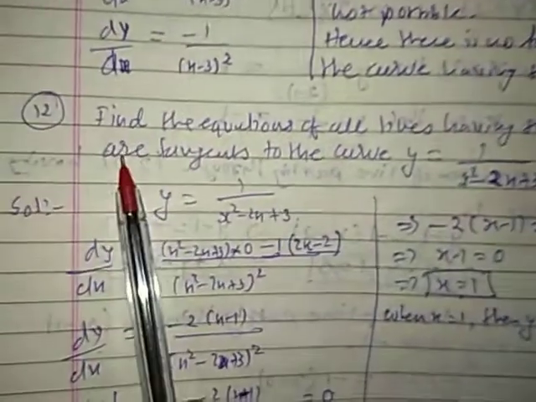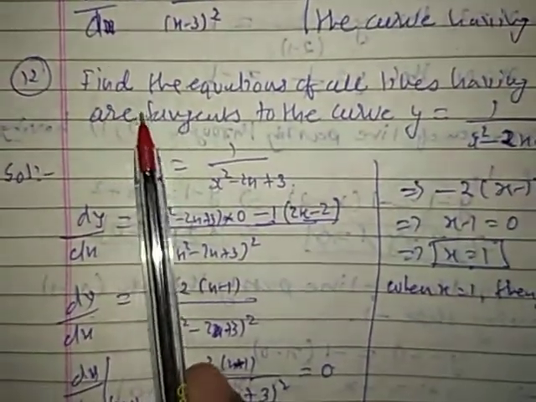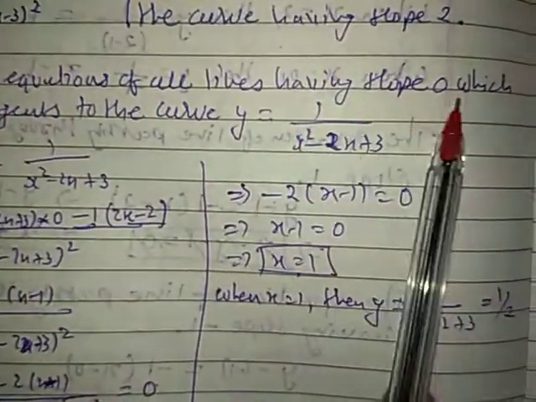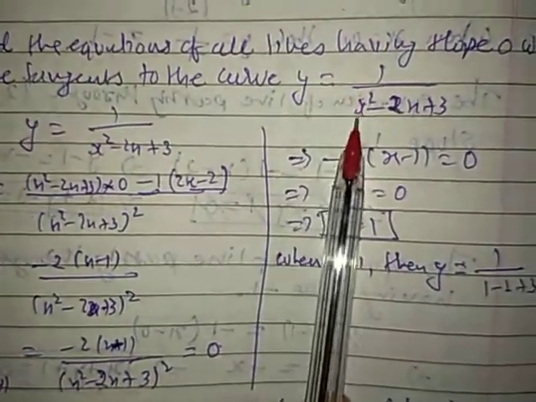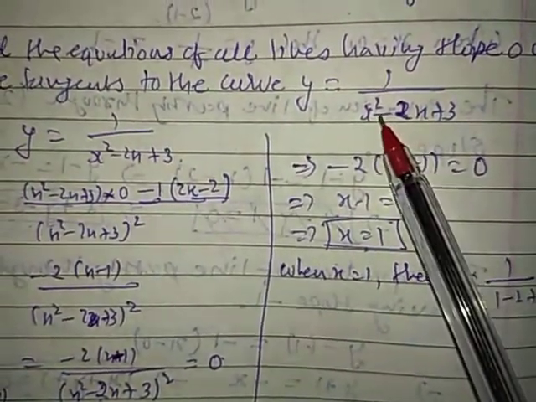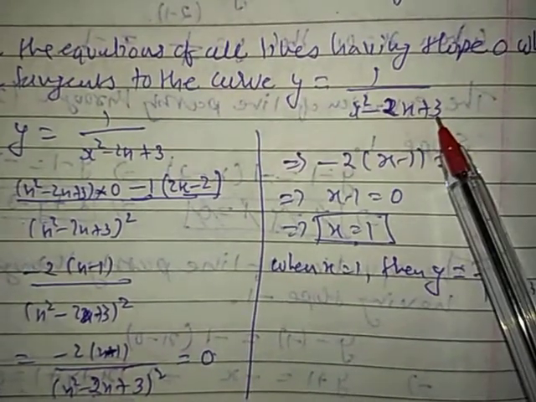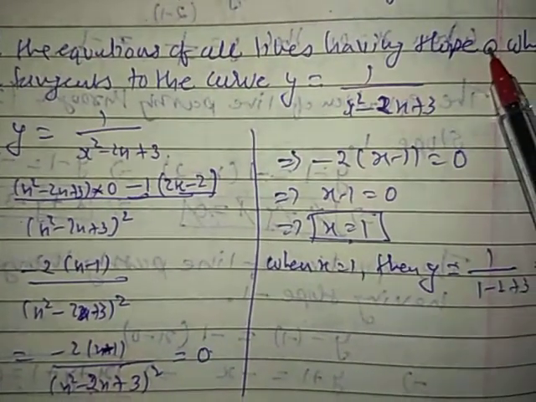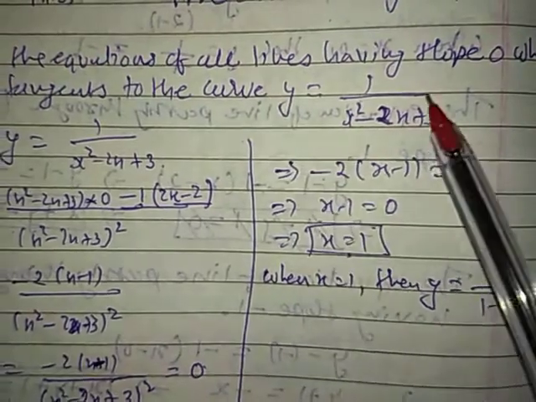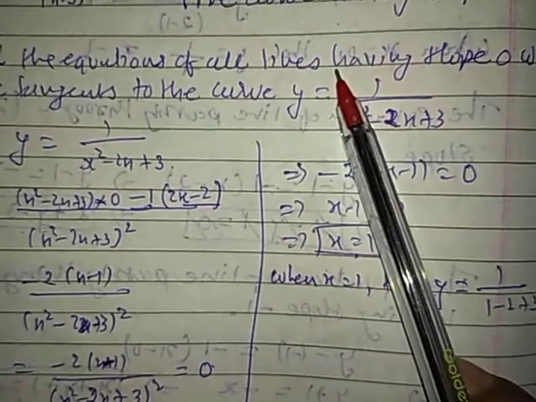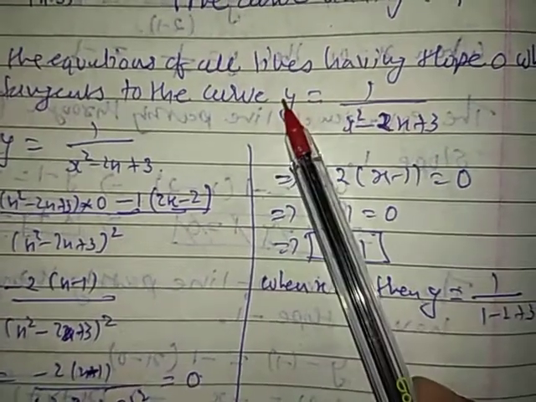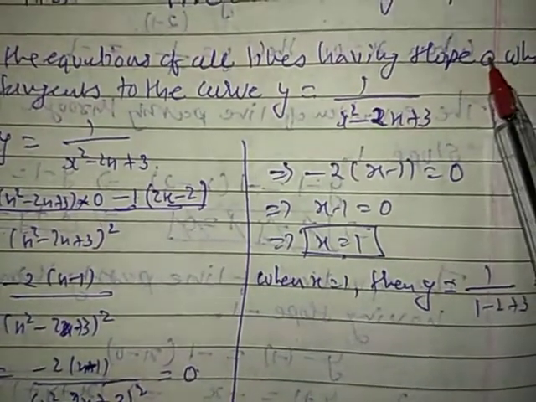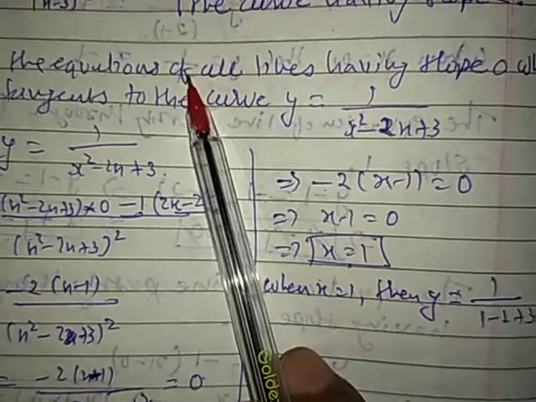Okay, let's start with question number 12. Find the equation of the line having a slope 0 which is tangent to the curve y is equal to 1 upon x square minus 2x plus 3. Slope is 0. From this we'll get one slope, then we'll get a point x, and if we substitute the value of x here, we'll get y. So slope is also given and the point is there, then we can find the equation.